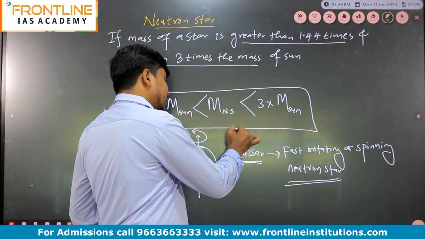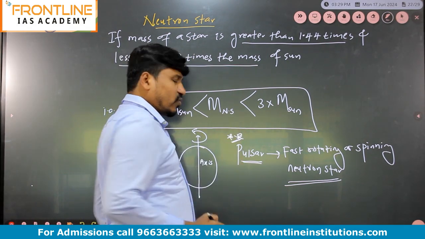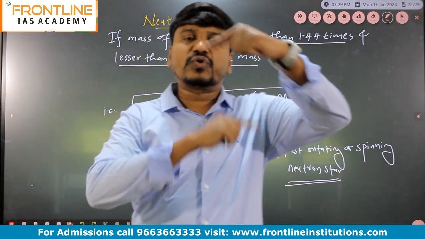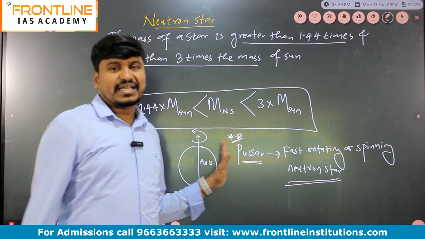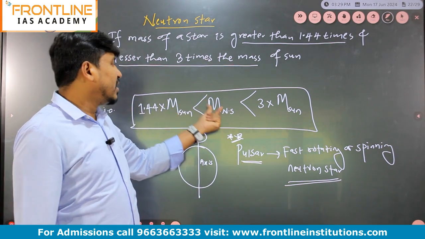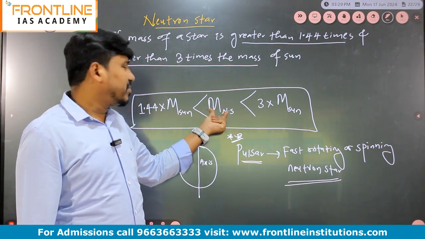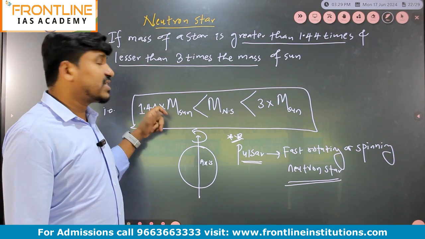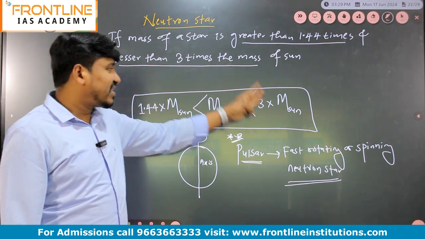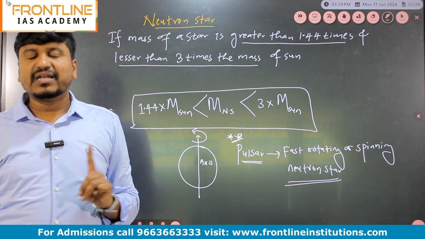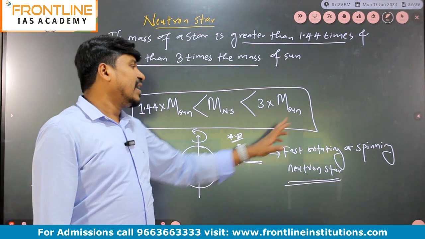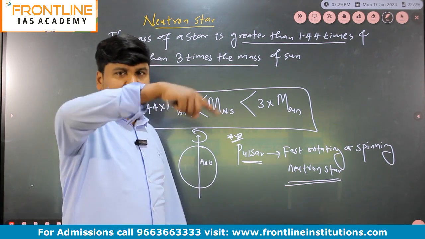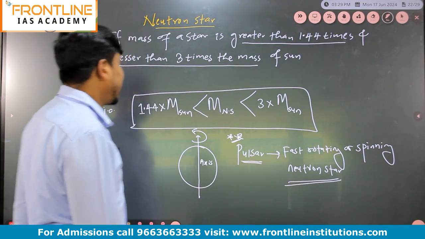And this question was also asked in the exam: what is pulsar? Pulsar means fast rotating or fast spinning neutron stars. Very important. What is neutron star? The star having mass greater than 1.44 times and lesser than 3 times the mass of the sun is known as neutron star, right? And what is pulsar? A fast rotating or spinning neutron star is known as pulsar.